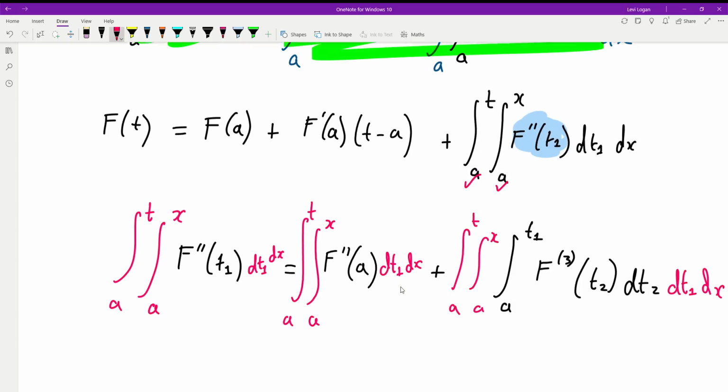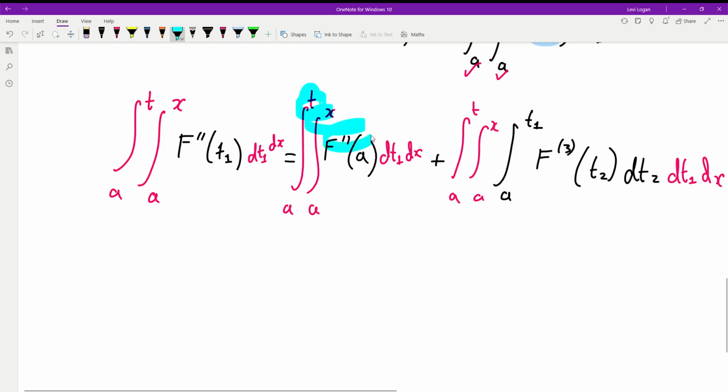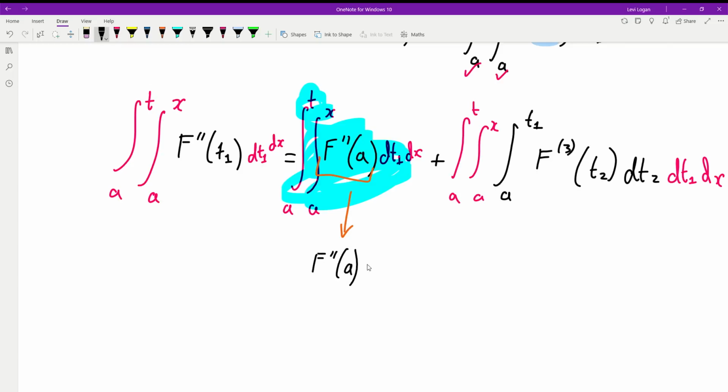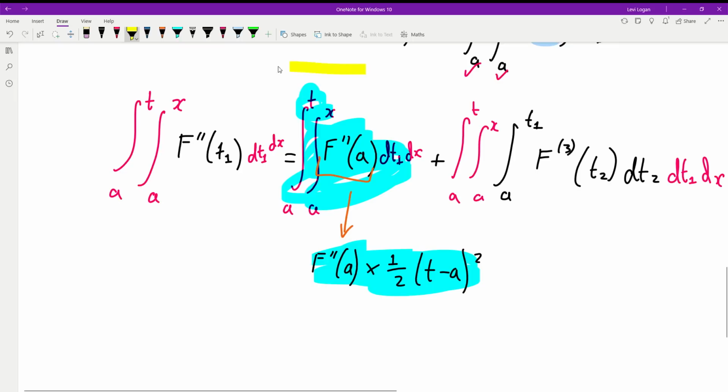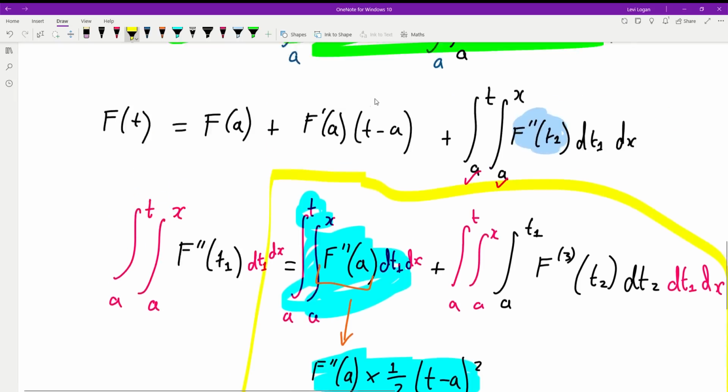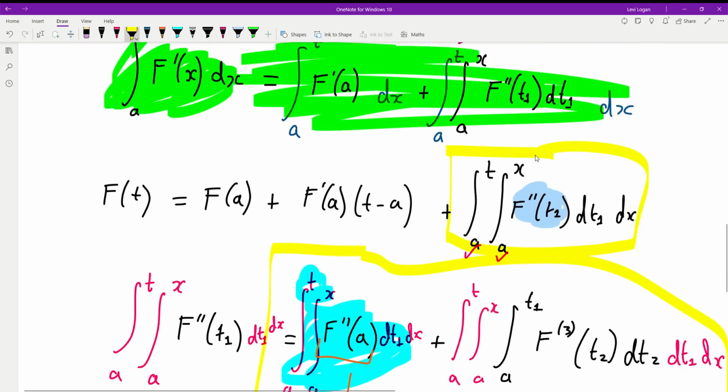Okay, if we evaluate whatever this is, we know that f double dash of a is also a constant, so it's independent of both of the integrals here. So this blue bit, once you work out whatever that integral is, it actually turns straight into f double dash of a times a half of t minus a all squared. So that is that blue bit there. Okay, so if we were to plug this entire thing here into here, what we're going to get is the following expression.